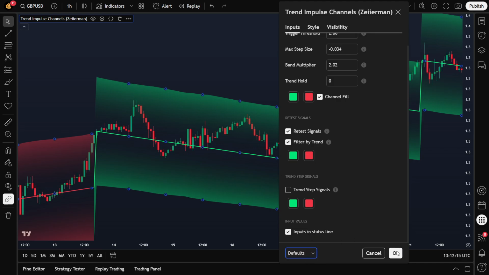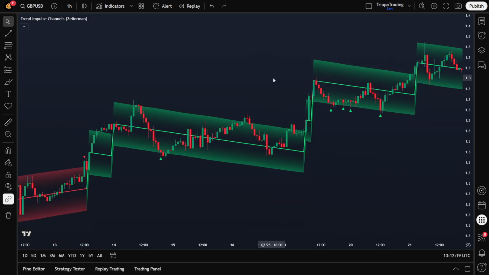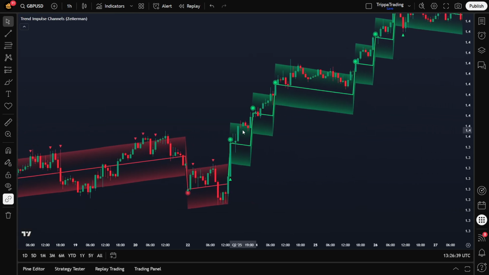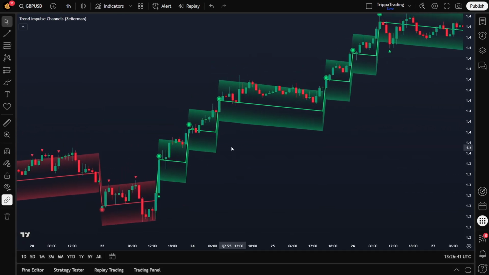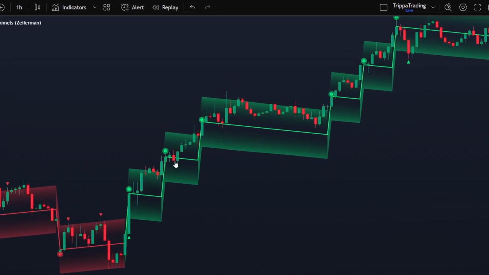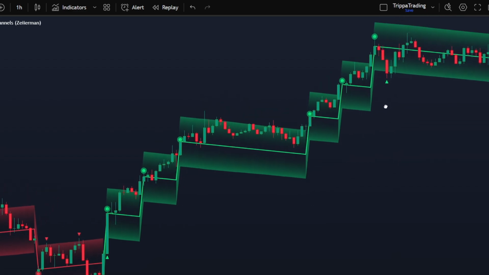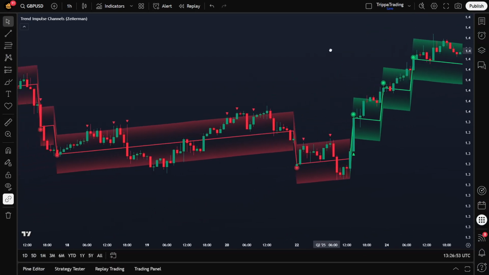Now let's talk about actually using this indicator in trading. First, you can use it to confirm trend direction. Just follow the step line and the circular markers. If you see multiple steps in a row without flipping, that's a clear sign of a strong trend. It helps you stay on the right side of the market instead of fighting it.